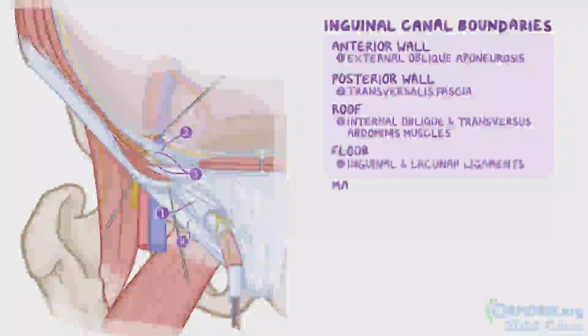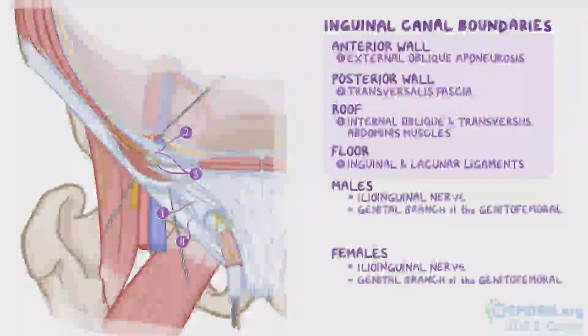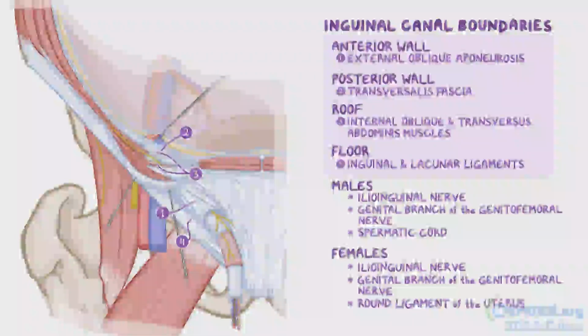In both genetically male and female individuals, the inguinal canal transmits the ilioinguinal nerve and genital branch of the genitofemoral nerve. In males, the inguinal canal also transmits the spermatic cord, while in females it contains the round ligament of the uterus.